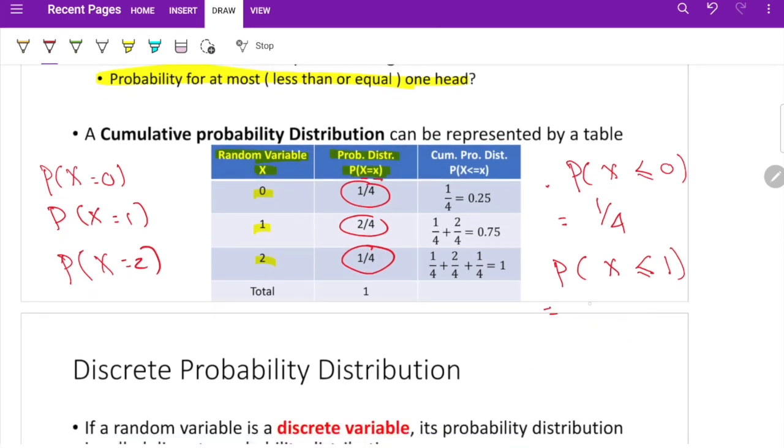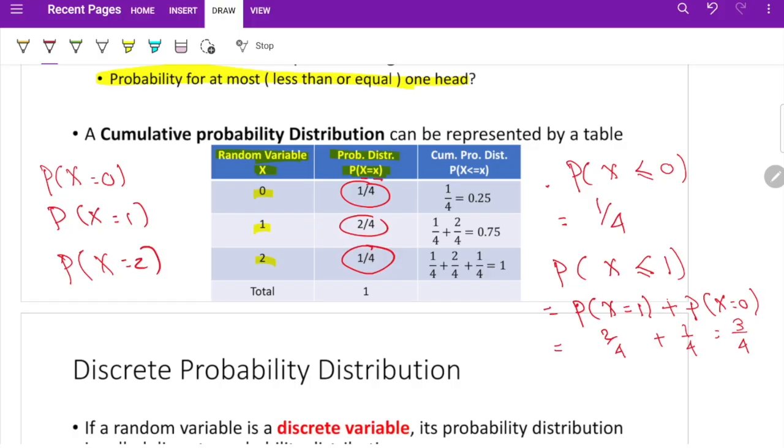This one can be written as what? Equals the probability of getting 1 head plus the probability of getting 0 heads. The probability of getting 1 head is actually 2 over 4. The chance of getting 0 heads is 1 over 4. So the total is going to be 3 over 4.